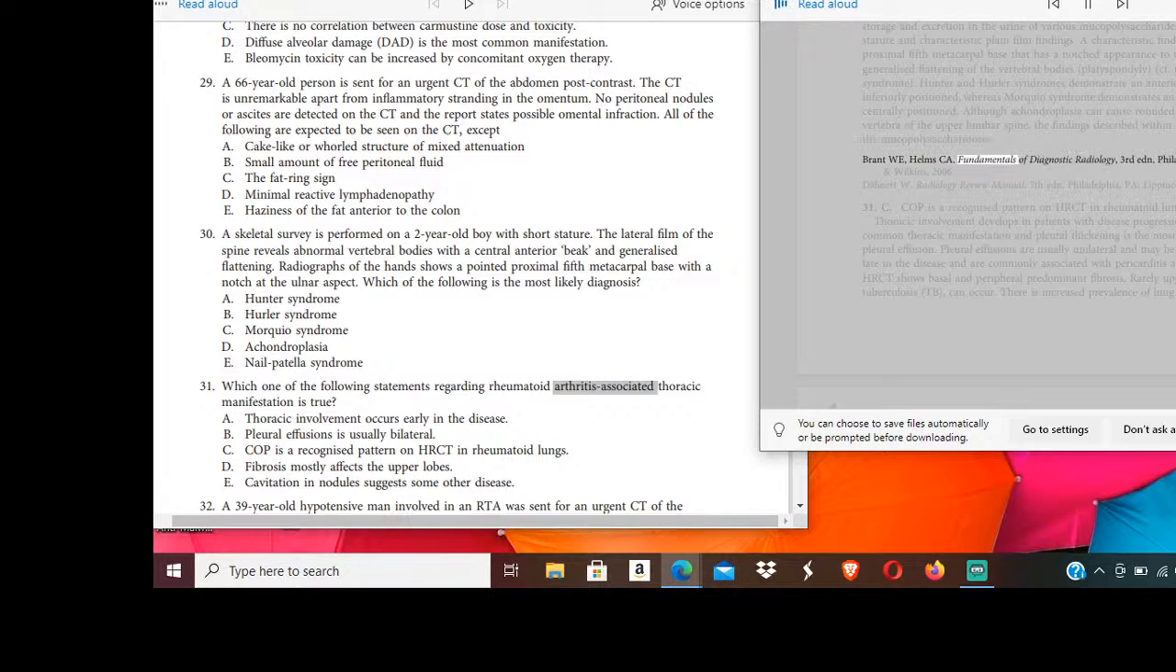Brant WE, Helms CA, Fundamentals of Diagnostic Radiology, 3rd ed. Philadelphia, Pa, Lippincott Williams and Wilkins, 2006. Dähnert W., Radiology Review Manual, 7th ed. Philadelphia, Pa, Lippincott Williams and Wilkins, 2011.